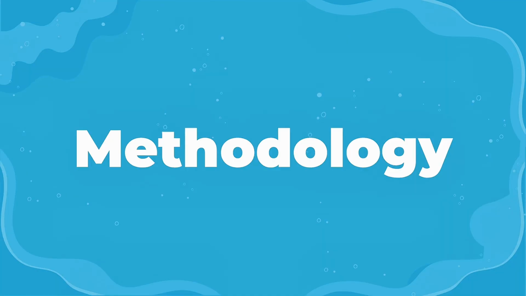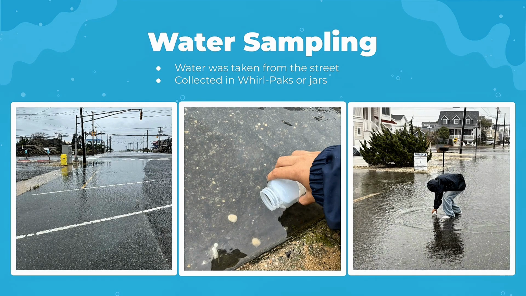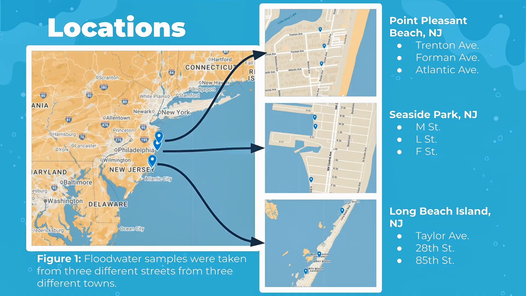The water samples were collected from 9 frequently flooded sites located in Ocean County, New Jersey. At each site, the water samples were collected from floodwater in the street and stored in labeled WorldPack sampling bags or jars. Sampling occurred during the fall and winter seasons from October 12th to January 10th, when coastal flooding events were the most common. In Seaside Park, we sampled at M Street, L Street, and F Street.